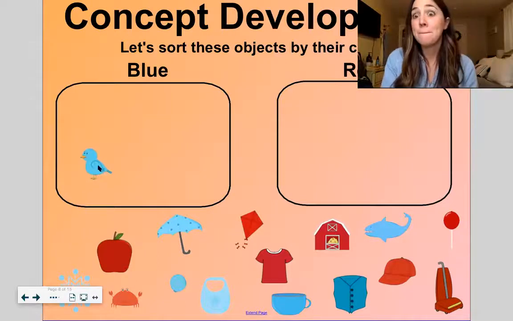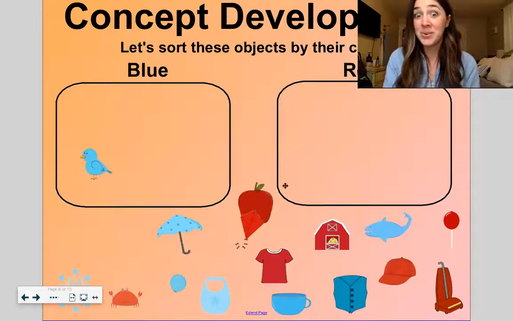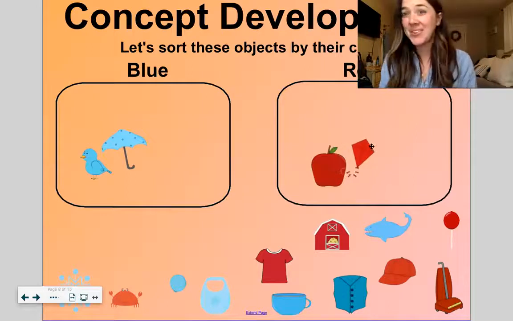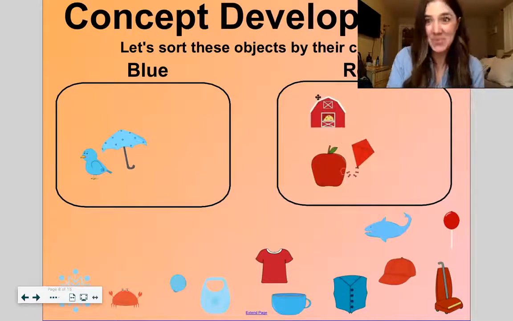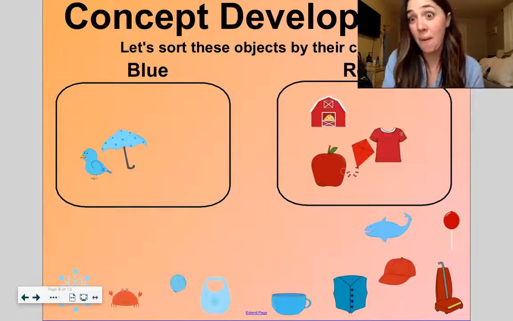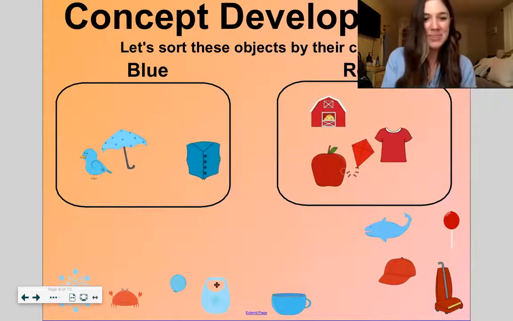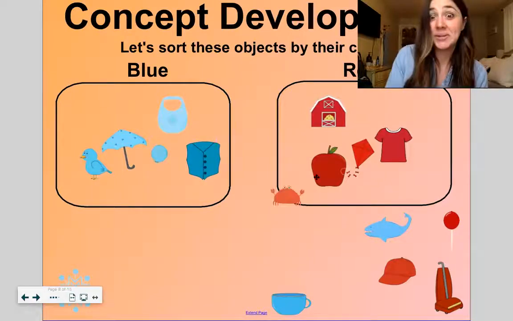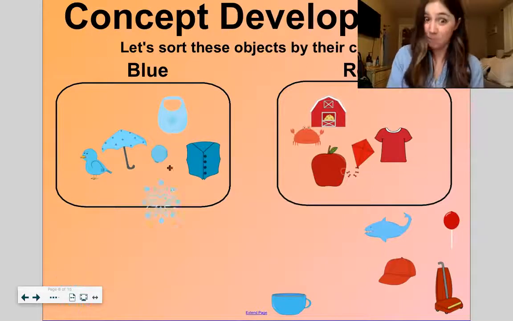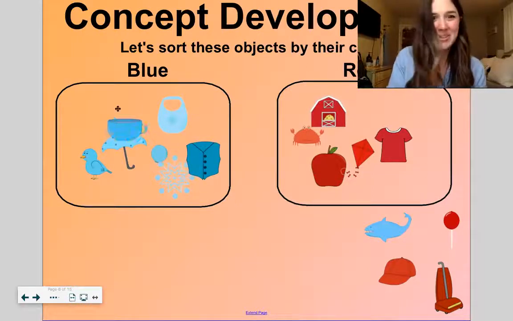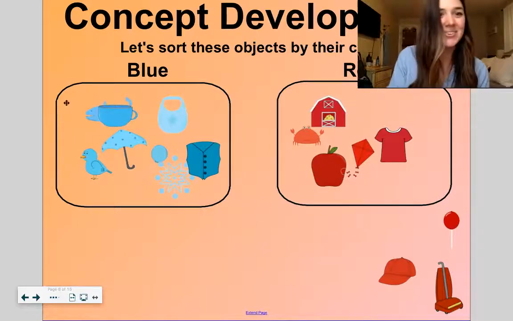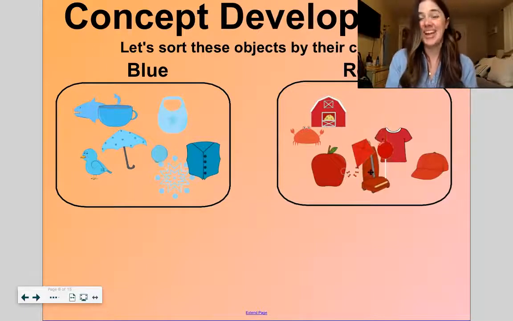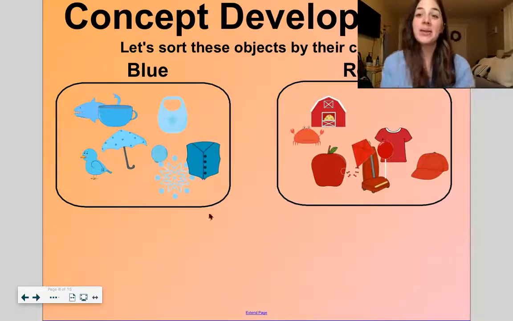Ready? Blurt, blue. Blurt, red. Blurt, blue. Blurt, red. Red. You can just shout it out now. Red. Blue. Red. Blue. Blue. Red. We sorted them into two categories, blue and red.